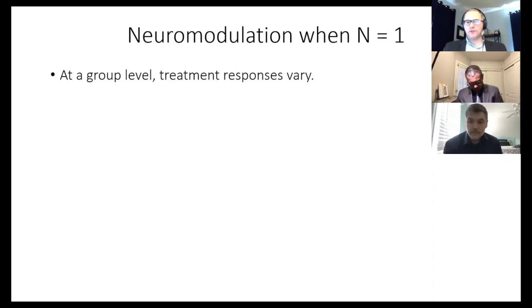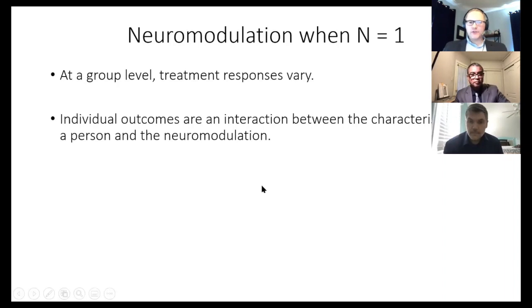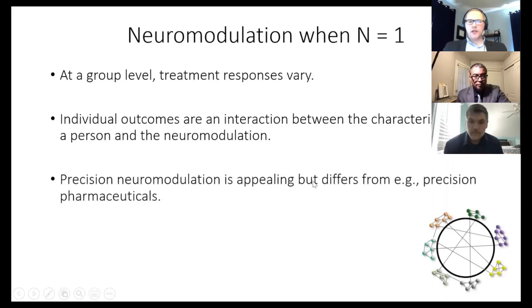And this is a challenge both in terms of how we diagnose and then prognosticate what happens with that person. So fundamentally for neuromodulation, those outcomes are some interaction between characteristics of the person and characteristics of the neuromodulation. And I think that for not just myself, but many, including Roy and Desmond in the room, have been pointing out that precision neuromodulation is appealing, but it's not obvious that precision pharmaceuticals is the best model for this.